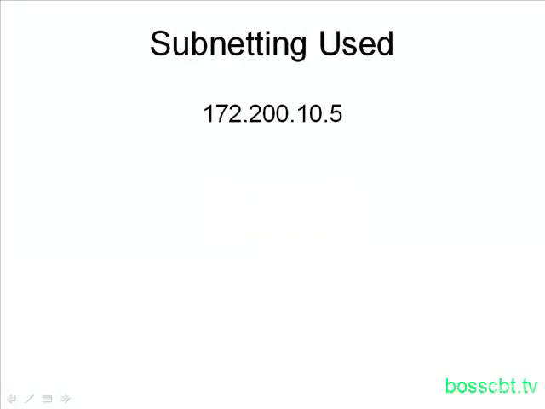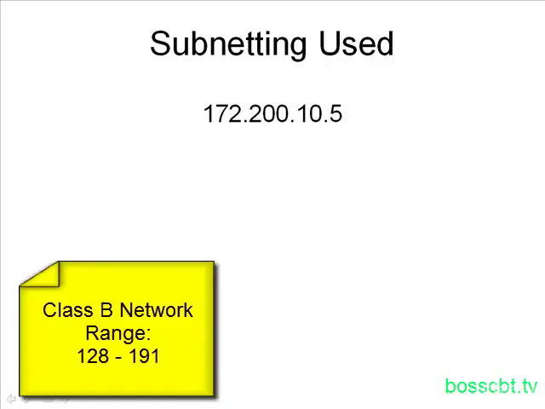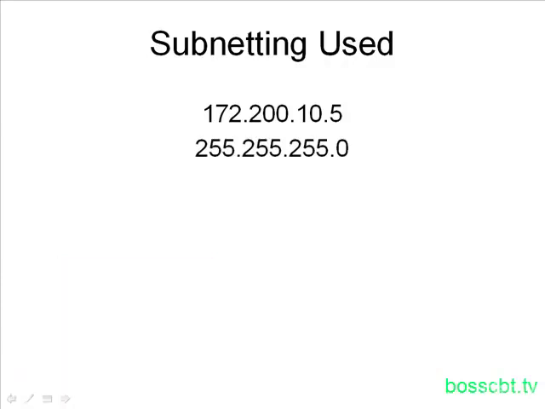Pretty simple, right? Well, let's look at another example where subnetting is used. Okay, so here we have a Class B IP address, 172.200.10.5, and this is what our subnet mask looks like: 255.255.255.0. So we know this has been subnetted because that is not your default Class B subnet mask.